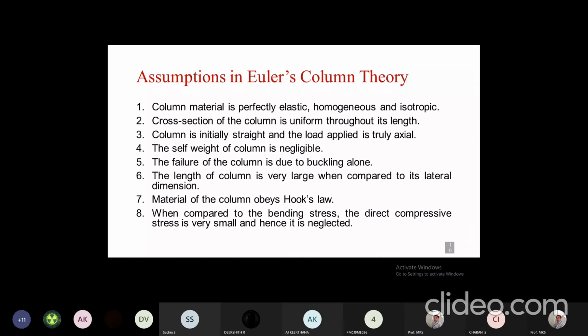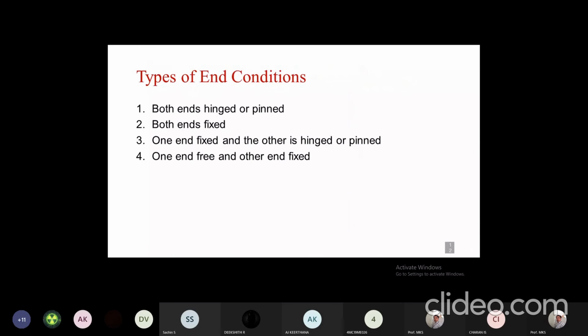There are different types of supports in the column. Basically we have different types of supports. For all these types, you need to derive the expression that we call the Euler load or buckling load.